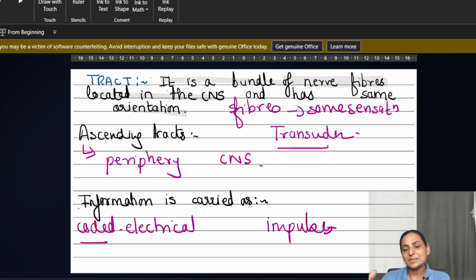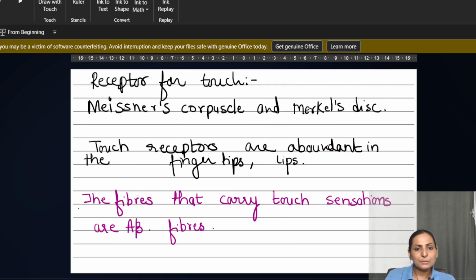So that whatever is the stimulus, mechanical, chemical, thermal, it will convert it in the form of an electrical impulse, and then it will be carried up. Therefore the impulses are in the form of coded electrical impulses. Now the question, how did the question begin? The question began with fine touch, right?